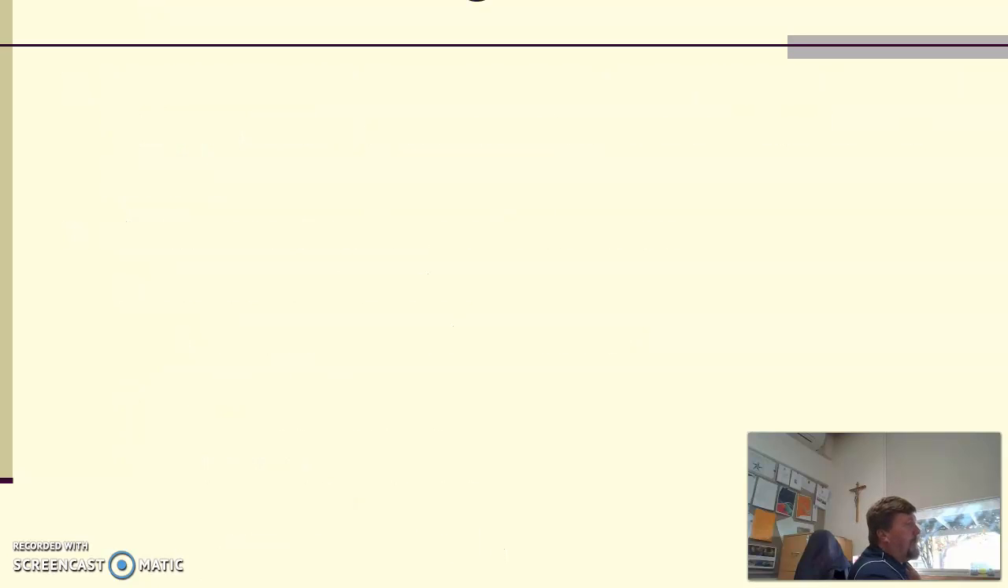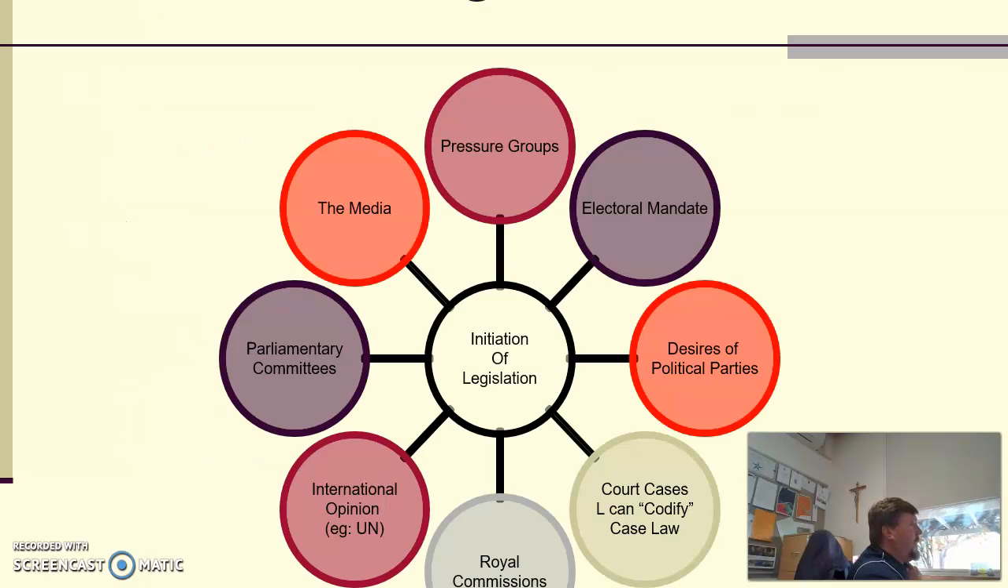So where do laws come from? What you can see here in this diagram is that most laws are initiated by Parliament, but they come from a range of places such as the media, pressure groups, electoral mandates or promises, royal commissions, making case law codified as Parliament-made law, the United Nations such as Racial Discrimination Act, and through parliamentary committees on issues of importance of the day.